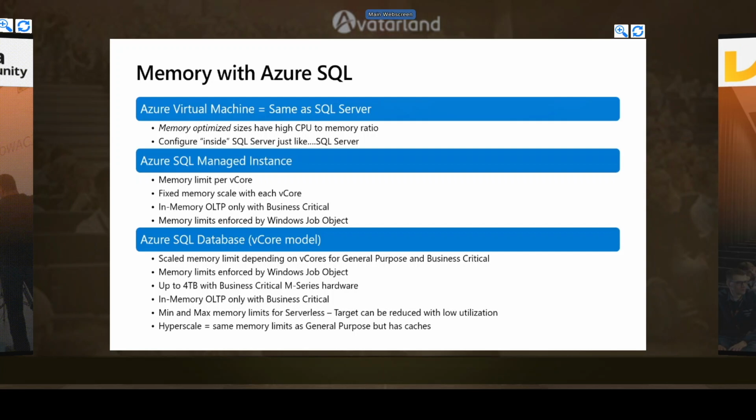And then hyperscale is interesting. The same memory limits apply as general purpose, but it has a series of caches. There's a series of very smart caches. So even though you think you're not, you may be limited by memory from the primary replica of a hyperscale, but because of this cache system, your performance can be very high for very large database systems.